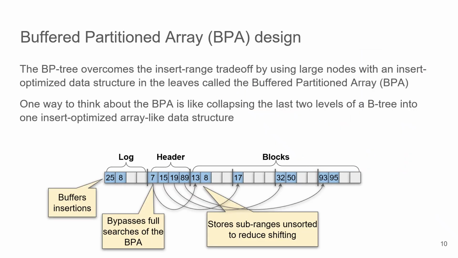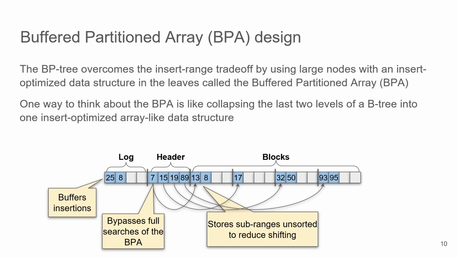So how do we do this? We do this by introducing a new buffered partition array, or BPA, for use in the leaves. The idea is to collapse the bottom 2 levels of the B tree into a single, larger, insert-optimized data structure. That's optimized for inserts. However, because it is a single array, a single memory block data structure, it also gives us good range query performance.